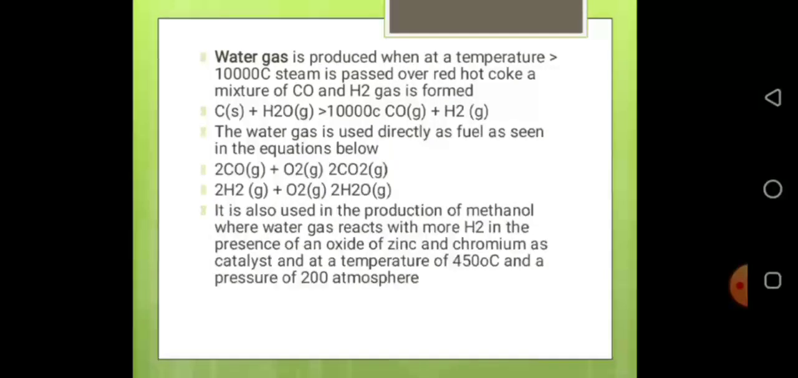It is also used in the production of methanol, where water gas reacts with more hydrogen gas in the presence of oxides of zinc and chromium. Zinc and chromium are the catalysts, at a temperature of 450 degrees Celsius and a pressure of 200 atmospheres.